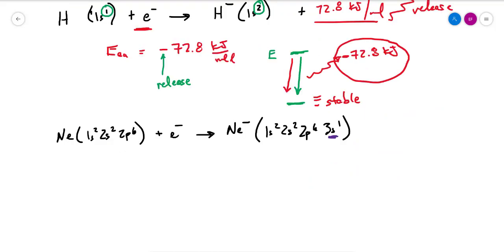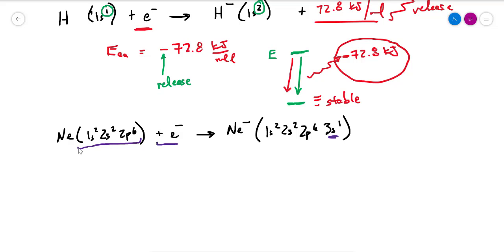Okay, let's look at another example here. Let's look at neon. So neon is sort of the exception to this rule. What do we know about neon? Well, it's a noble gas. It's already in this nice happy state, right? It loves the fact that it's got a full two shells here, both the 1 and the principal quantum number 2. Nice and happy, doesn't want to add or lose electrons.